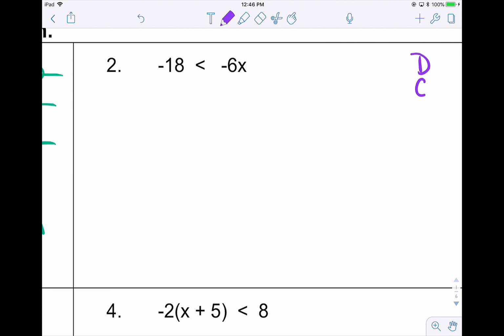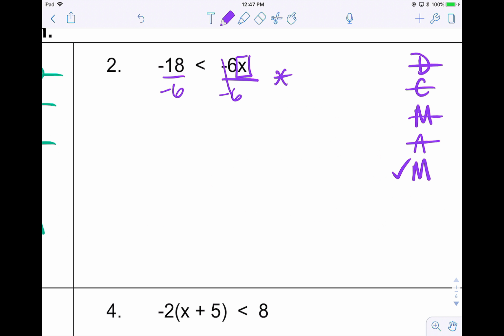So problem 2, "don't call me after midnight" again. No parentheses to distribute. No like terms to combine. I box my variable and I only have a variable on one side. Outside of my box is multiplication, so I don't need to add or subtract, which means I only have one step, which is multiplying or dividing. So for problem 2, I'm going to divide both sides by a negative 6.